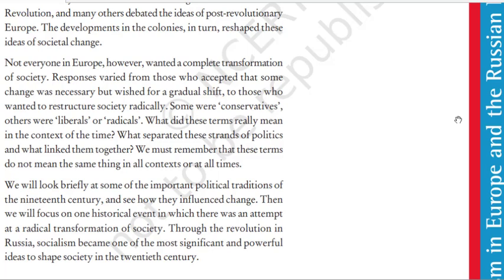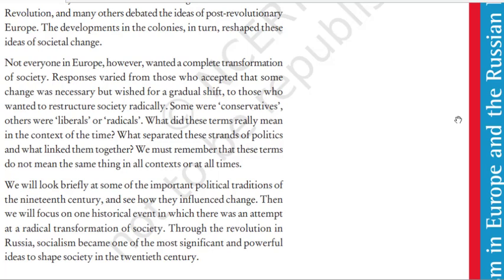Not everyone in Europe, however, wanted a complete transformation of society. Responses varied from those who accepted that some change was necessary but wished for a gradual shift, to those who wanted to restructure society radically. Some were conservatives, others were liberals or radicals. What did these terms really mean in the context of the time? What separated these strands of politics and what linked them together?